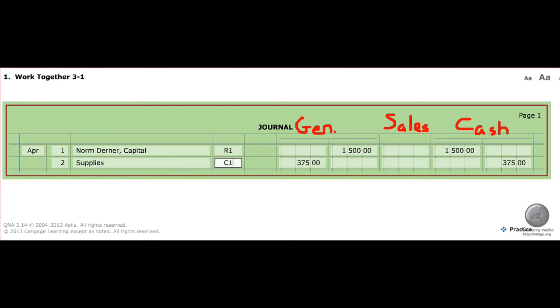So as you can see, we have our 5-column journal here. Keep in mind debit before credit, so our general debit, general credit, sales credit, cash debit, cash credit columns are listed there. So that's work together 3.1. Go ahead and try out the work on your own for 3.1 and see how you do.